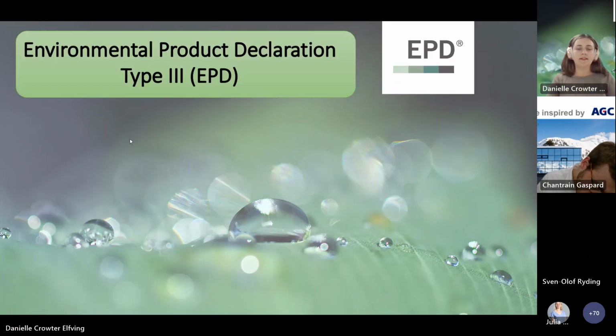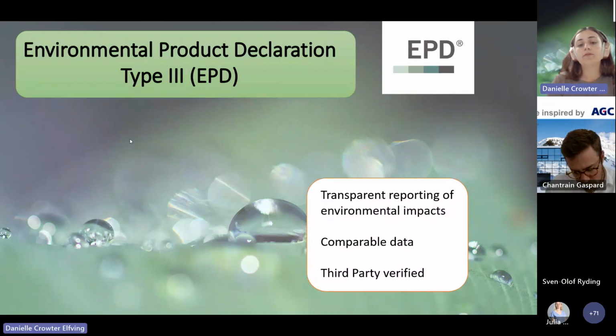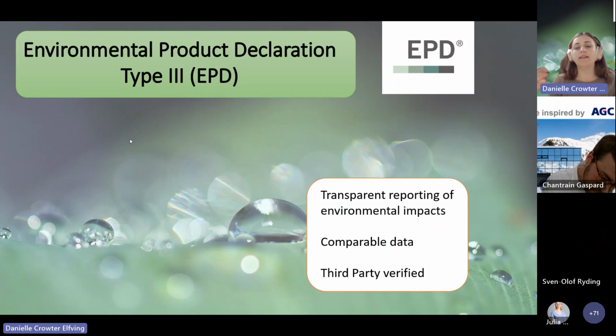So, to begin with, I will go through, in general, what is an environmental product declaration. It's also called a Type 3 environmental declaration. The purpose of an EPD is that we want to report environmental impacts in a transparent way, which is also comparable, so you can compare different products and their environmental impacts. They are also aimed to be a trustworthy source of information since they are third-party verified.